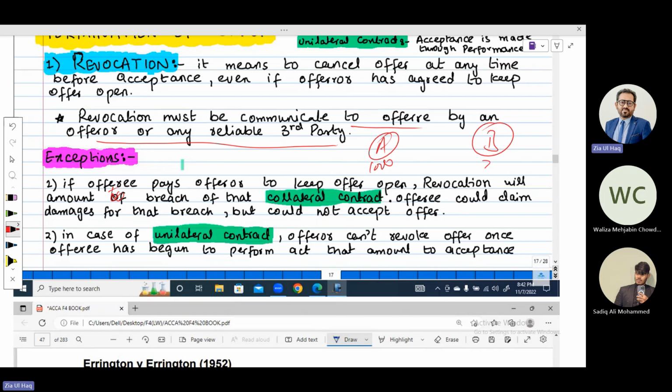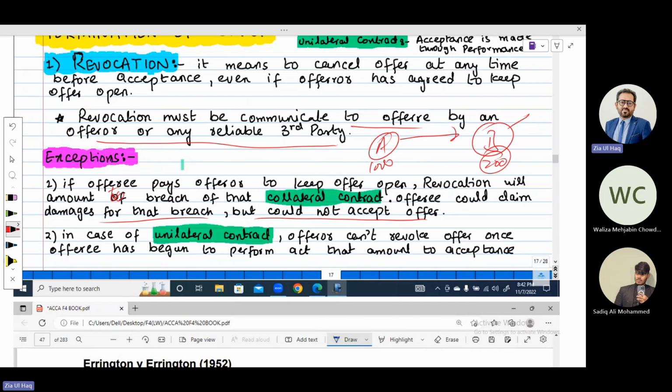It means if he says, okay, keep 200 with you, I will buy from you after 1 week, that is another contract. This means his offer, I want to sell for 1,000, was not accepted. So if the offeree pays the offerer to keep the offer open, and revocation will amount to breach of that collateral contract, the offeree could claim damages for that breach but could not accept the offer. A is the offerer, B is the offeree.